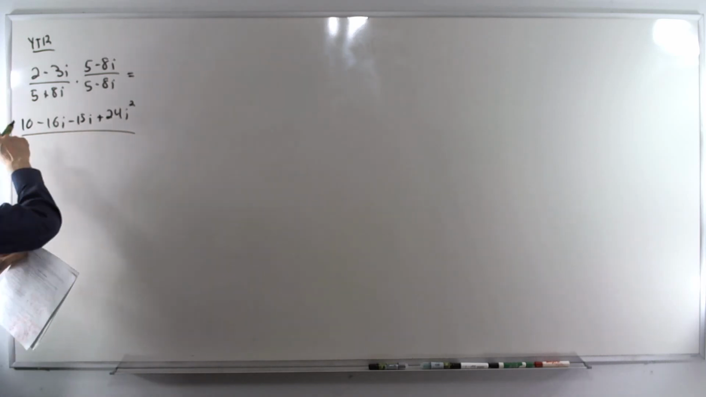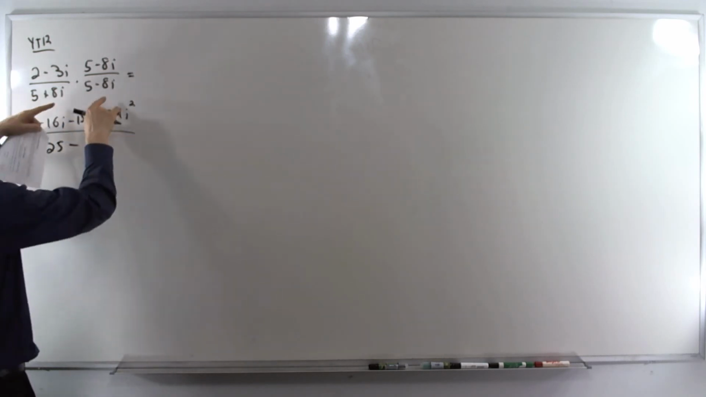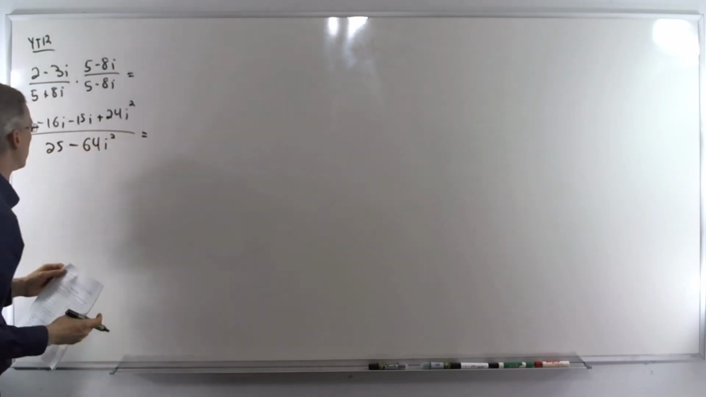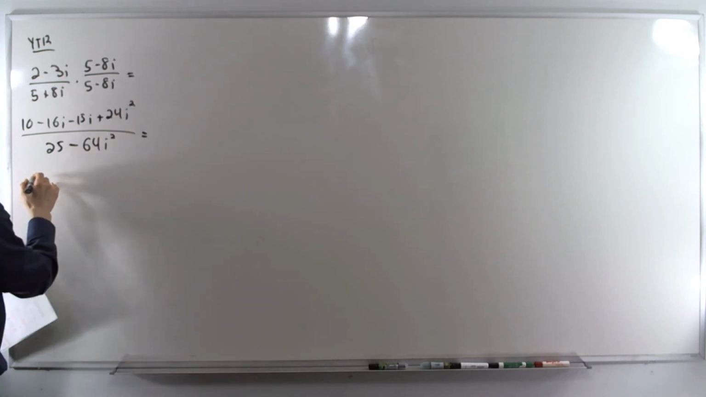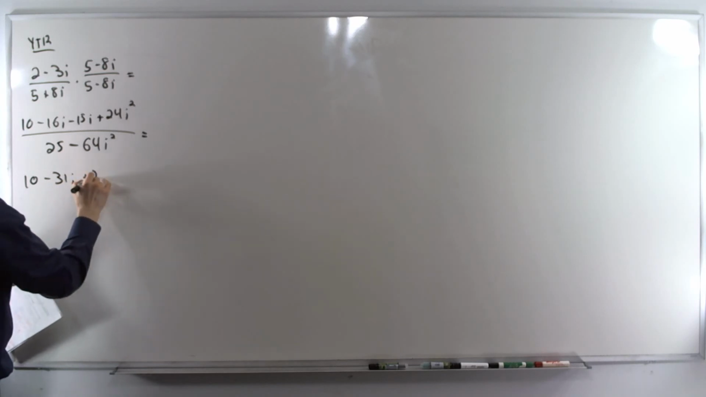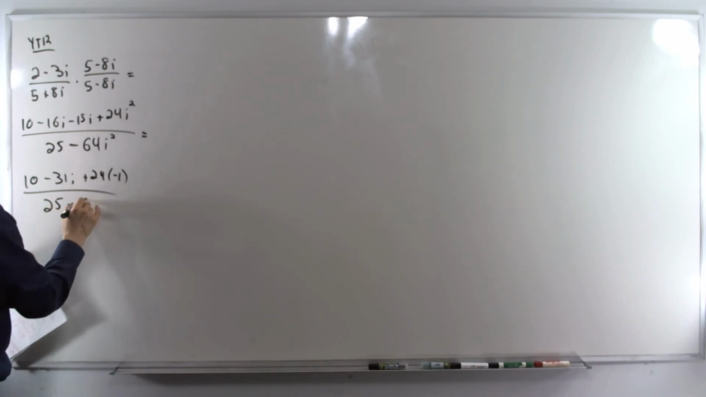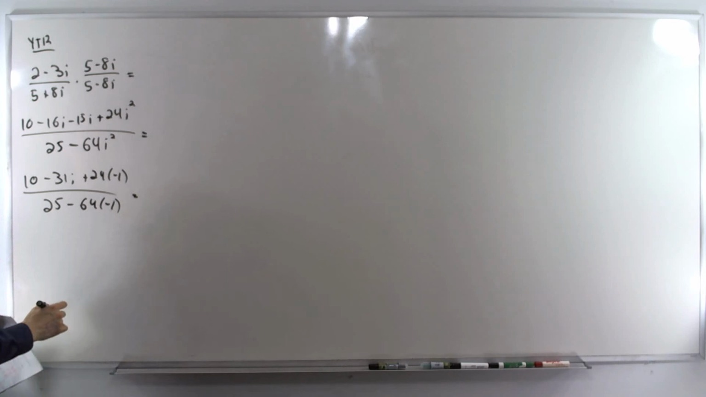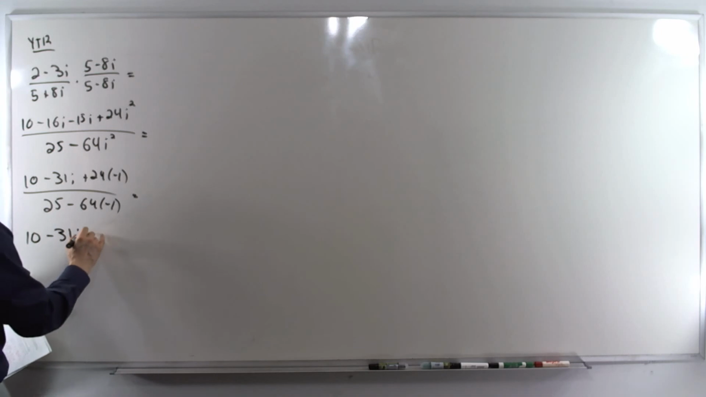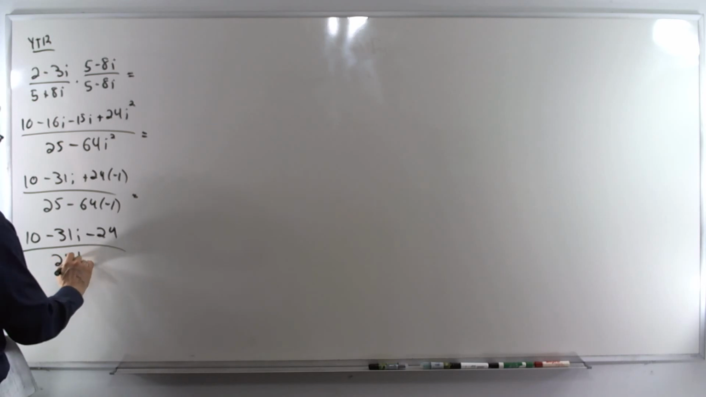Now the denominator, we've got our factored form of difference of squares. So we do first times first, 25, minus last times last, 64i squared. All right, now let's convert the i squared to negative 1 and combine like terms. So 10 minus 31i plus 24 times negative 1 over 25 minus 64 times negative 1. So that gives us 10 minus 31i minus 24 over 25 plus 64.